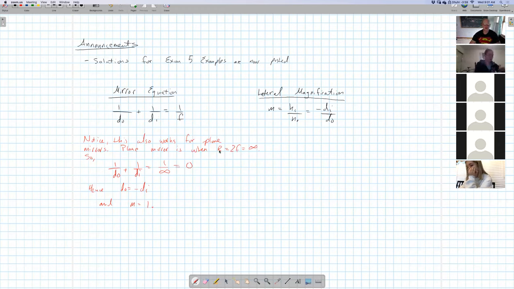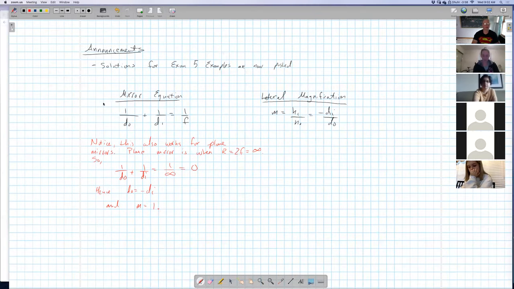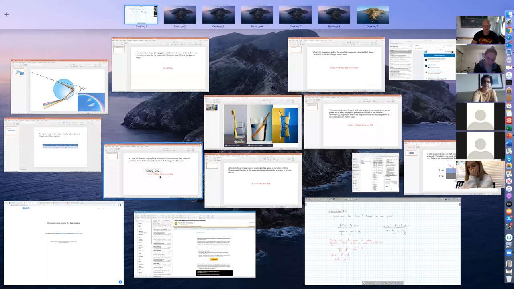In that case, we know that the radius is equal to twice the focal length, which means the focal length is also equal to infinity. So you have 1 over the object distance plus 1 over the image distance equal to 1 over infinity, but 1 over infinity is simply equal to 0. That means your object distance is equal to negative of the image distance, and the magnification is simply equal to 1. So the plane mirror is embedded inside of the spherical mirror itself. Okay, so let's use all of this and do a couple examples first, and then we'll move on to talk about other things. My first example is example number 2, here it is.